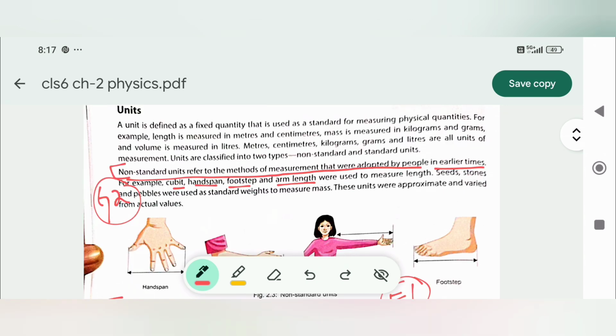G 2, non-standard unit refers to the methods of measurement that were adopted by people in earlier times. For example, cubit, handspan, footstep and arm length. This is G 2.